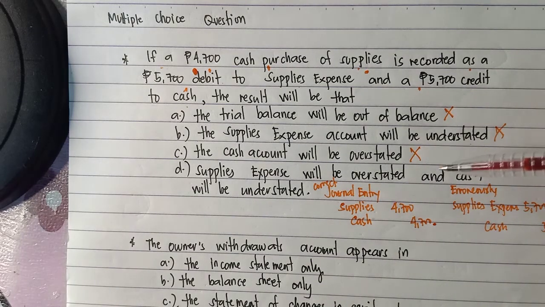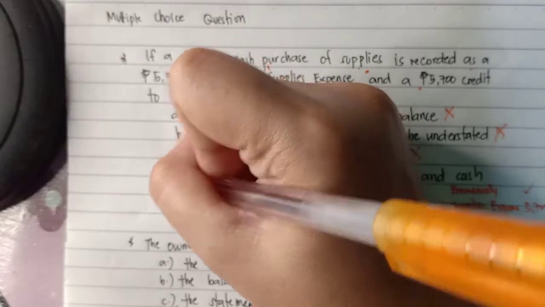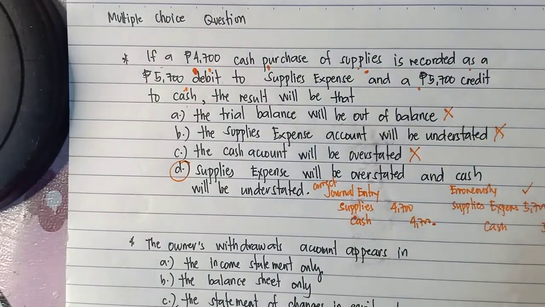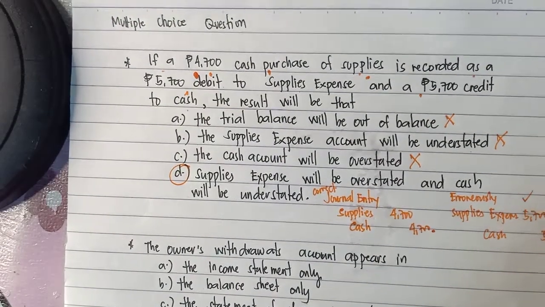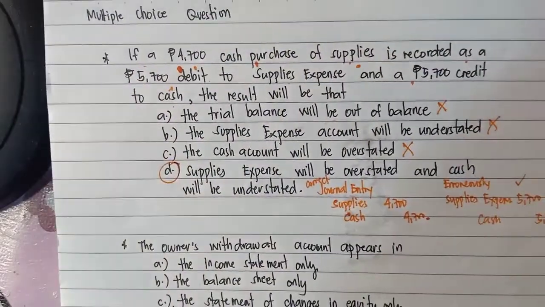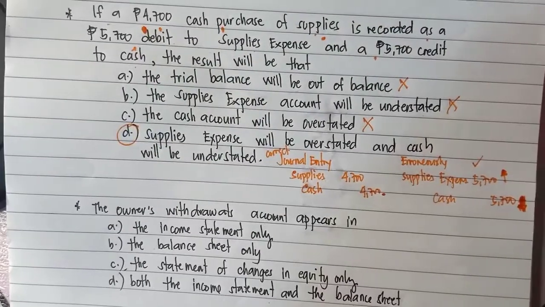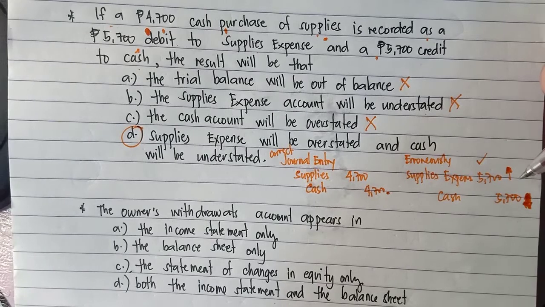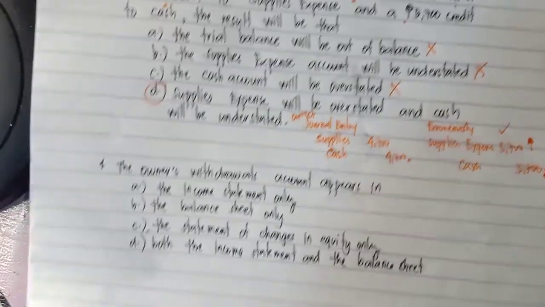So then letter D, the supplies expense will be overstated and cash will be understated. Yes, that is the correct answer. So, the correct answer for this question or this scenario is the supplies expense will be overstated and the cash will be understated. Letter D.